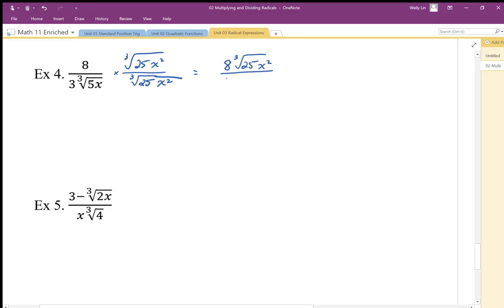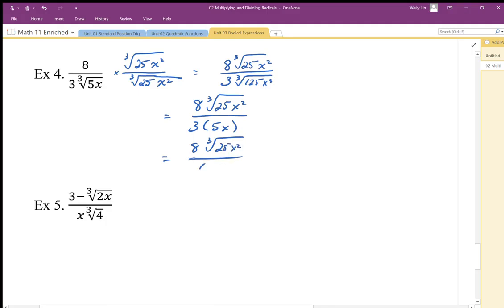Okay, so we end up with 3 cube root 125 x cubed. Well, that is going to simplify to, I'm just going to leave the numerator as is, and the denominator becomes 3 times 5x. Okay, so the cube root of 125 is 5. The cube root of x cubed is x, so there it is. I've rationalized my denominator. So I end up with 8 cube root 25x squared over 15x.